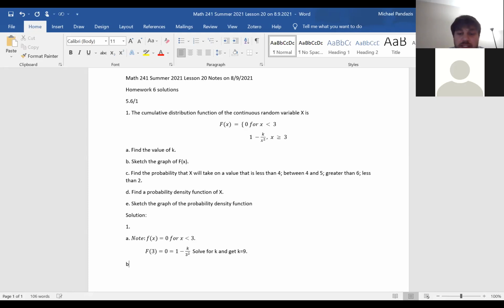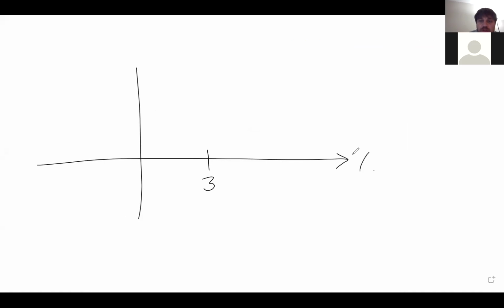For B, it says sketch the graph of capital F of x. So now that we know that k is 9, we just want to graph this. So it's 1 minus 9 over x squared. So here's x equals 3. And here are the x values. These are the y values. This is x equals 3. And then 1 minus 9 over x squared.